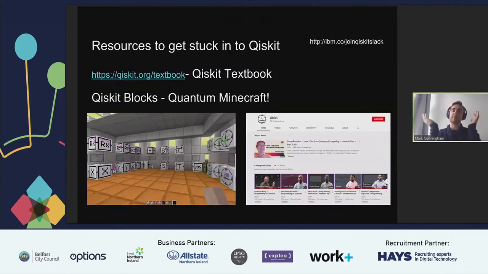So here are some resources to get stuck into Qiskit. The Qiskit team have worked really hard in creating the Qiskit textbook. It has everything. It is completely how I educated myself on Qiskit. There's brilliant tutorials there, start to finish. They talk you through everything. They explain the maths behind everything. They explain how to get set up on your own local machine.